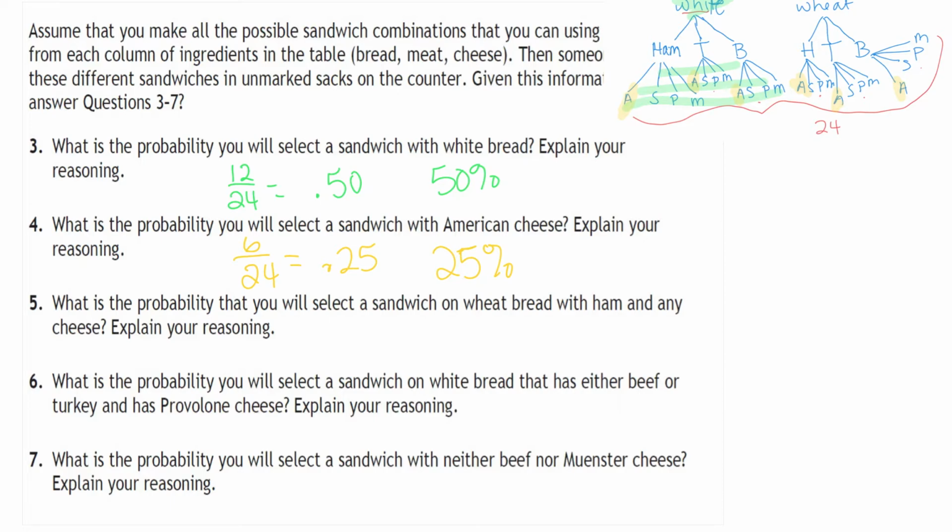What is the probability that you will select a sandwich on wheat bread with ham and any cheese? Well, here is the wheat bread, but it has to have ham and any of the cheeses, so it'd be all 4 of these. So that's going to be 4 out of 24, which comes out to be 0.17, which is approximately 17%.